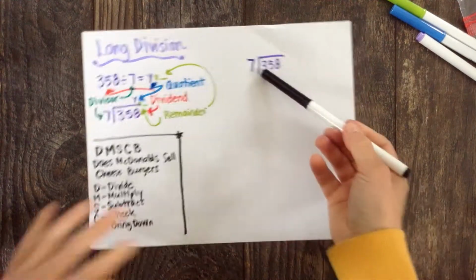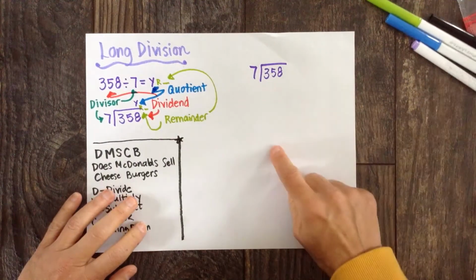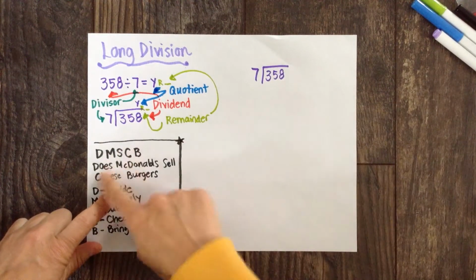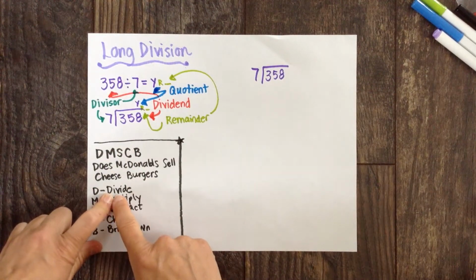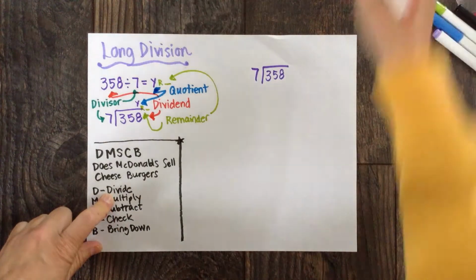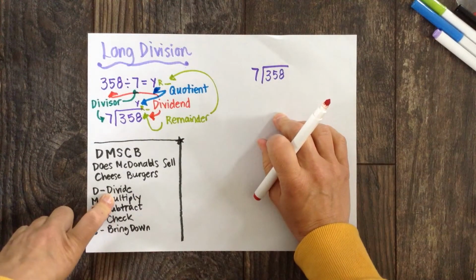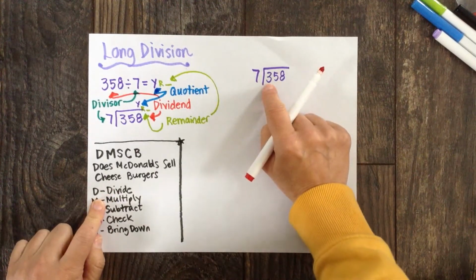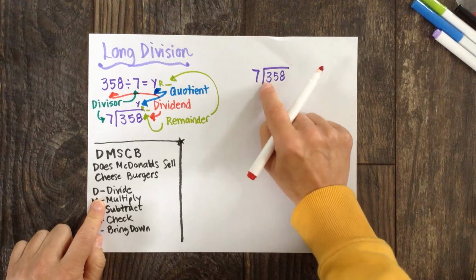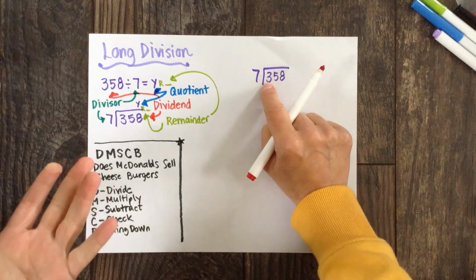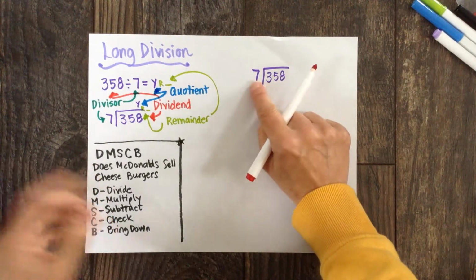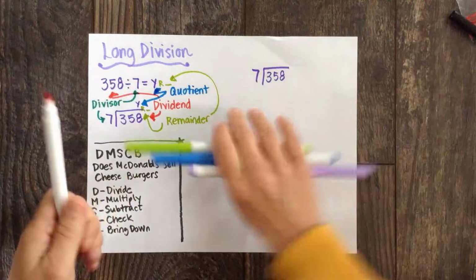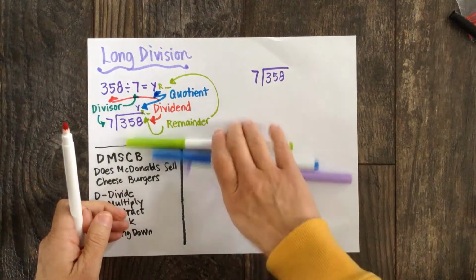Okay, so we have here 358 divided by 7. So let's start. We're going to come over here to our little acronym, and we're going to start with dividing. So let me grab a color. Here, let's go with red because that's nice and easy. So right here, we have to ask ourselves, divide. Can we make a 7 out of 3? We cannot do that, right? So that's not going to work. If I have 3 markers, I cannot make 7 out of that.